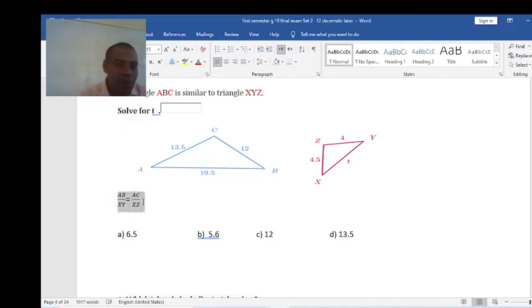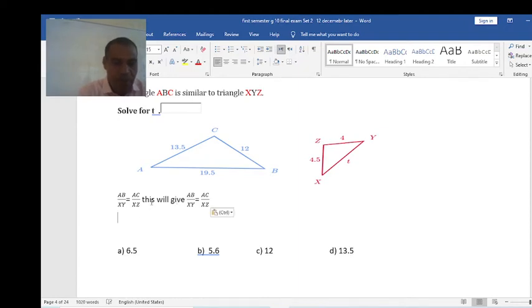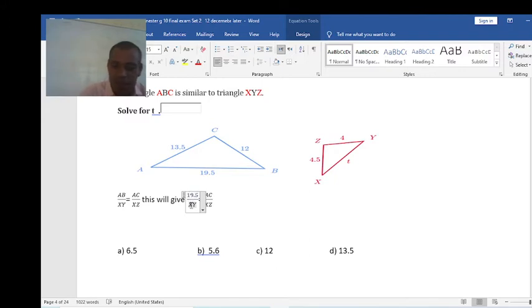So this one equals what, my learners? This gives AB is 19.5 and XY is already T because it's a variable, it's unknown. Equal to AC divided by XZ. The AC is 13.5 and XZ is 4.5.